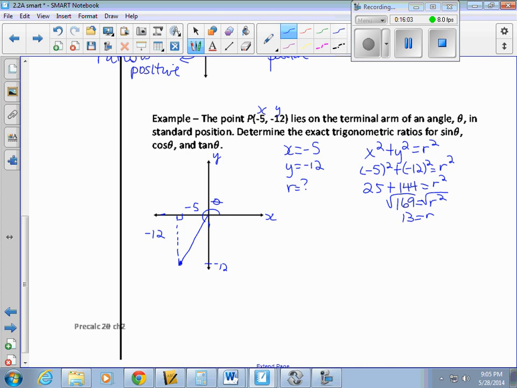Okay, so now I have my ratio, or my sides. I can find the exact trig ratios for sine, cos, and tangent.